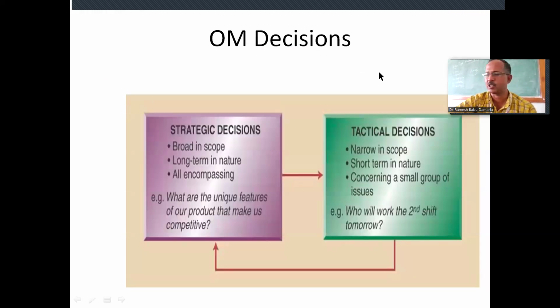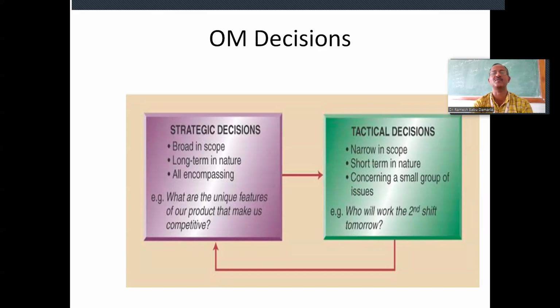Let us see another important aspect of operations management decisions. Basically, there are two levels of decisions: strategic decisions and tactical decisions. Tactical decisions are generally shop floor level decisions. Strategic decisions are higher level decisions. Senior management will take decisions about broad scope, long-term in nature, strategic decisions.